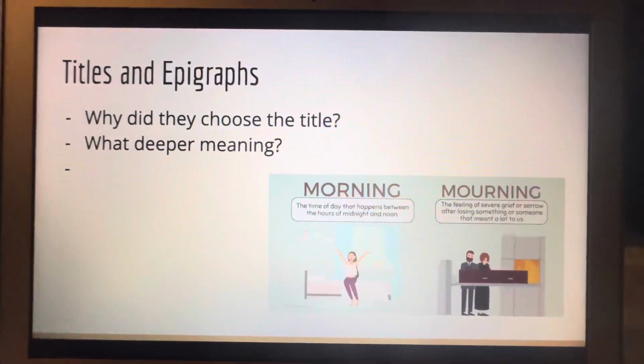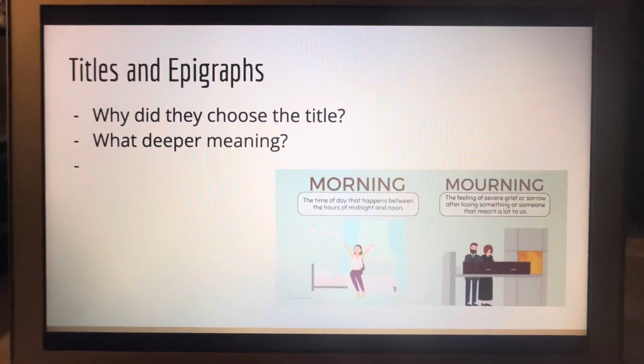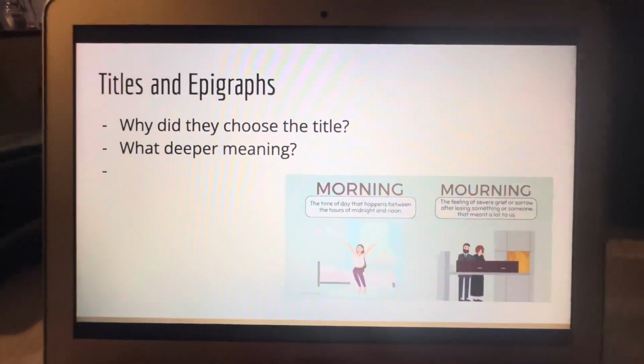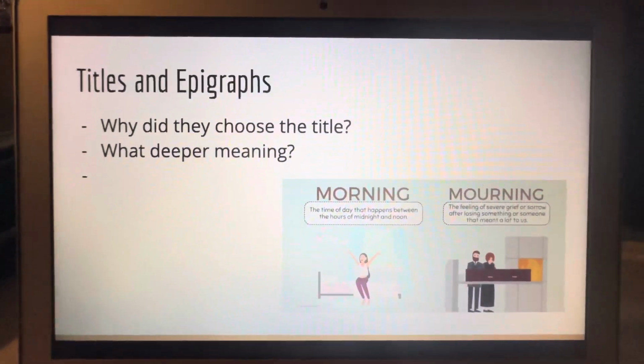And then finally, titles and epigraphs. Why did the author choose this title, and what deeper meanings could they have meant by it? A good example is "The Morning Song."